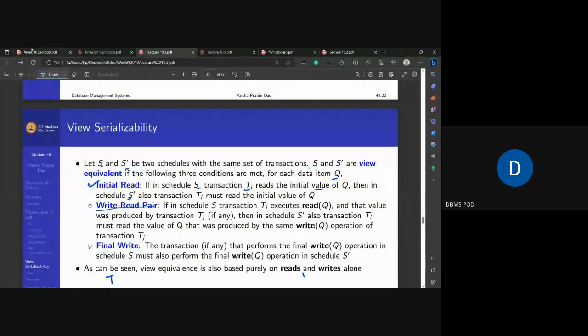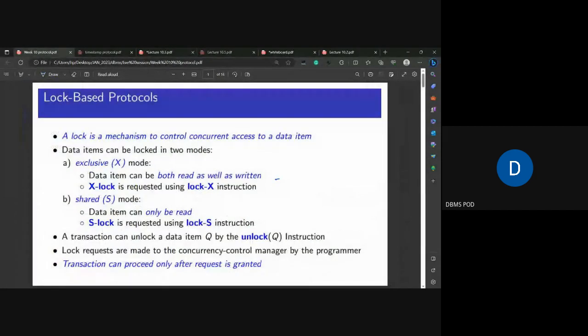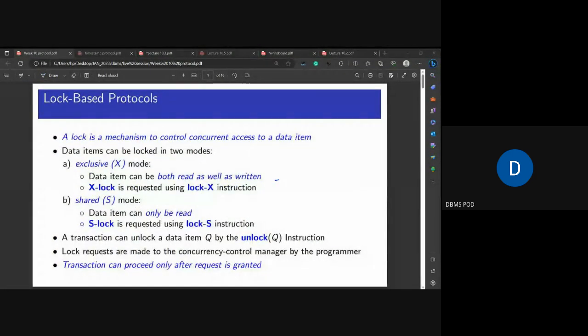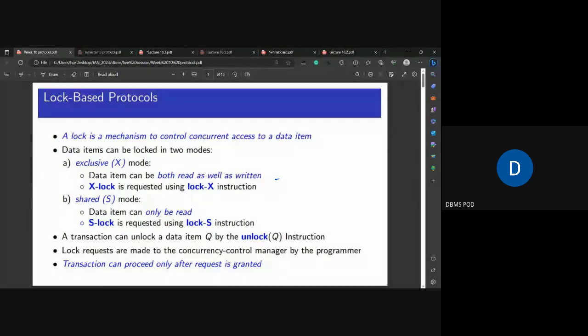Now we'll see the lock based protocol. My screen is visible, right? Yes, sir. Okay, so what is lock based protocol? A lock is a mechanism to control concurrent access to a data item.